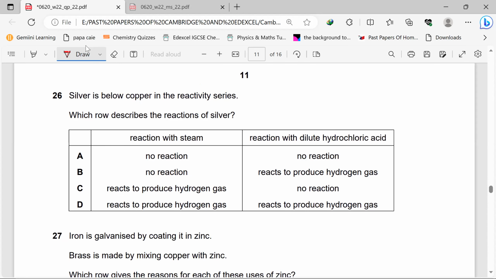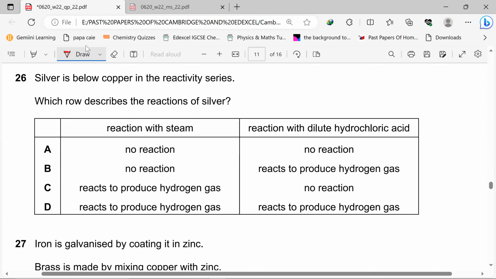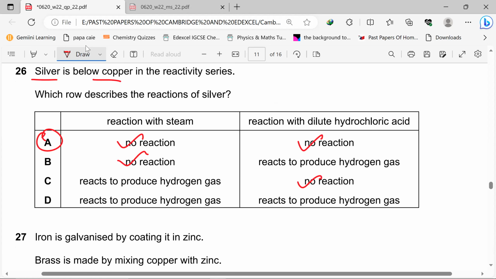Next point, silver is below copper in the reactivity series. Which row describes the reactions of silver? Reaction with steam: silver does not react with steam, so no reaction. Reaction with dilute hydrochloric acid: no reaction, because metals below hydrogen do not react. So A is the only correct answer. Silver should react with neither steam nor dilute hydrochloric acid, because metals below hydrogen in the reactivity series, namely copper, silver, and gold, do not react with dilute acids, cold water or steam.